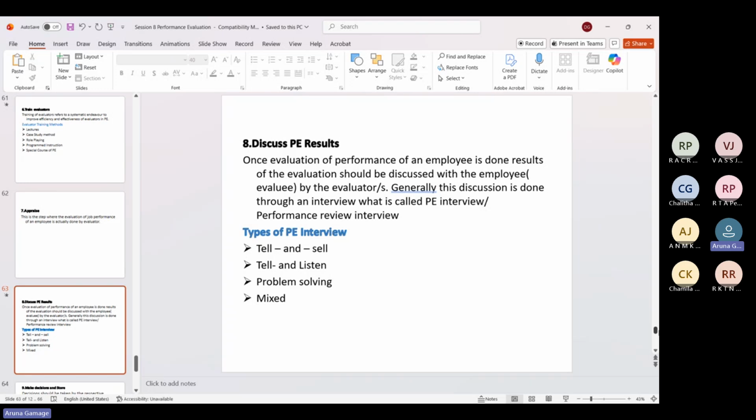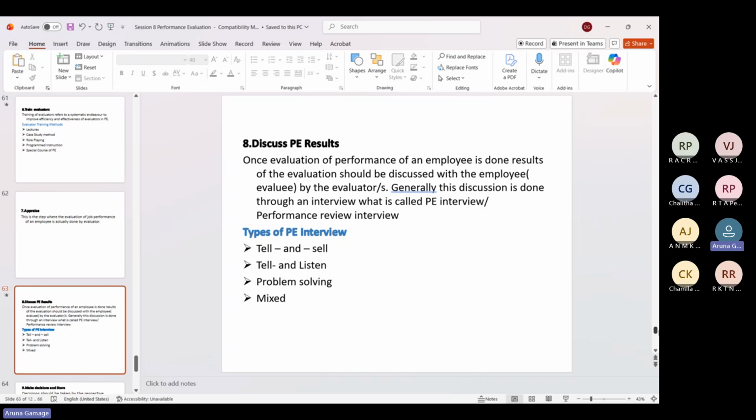So the employee has to buy it. The employee has no opportunity to talk. He has to accept what the evaluator is telling. He has to buy his decision. Tell and listen means the employee has the right to defend his position. So he is going to listen, and both will discuss and suggest some suitable remedies for poor performance.